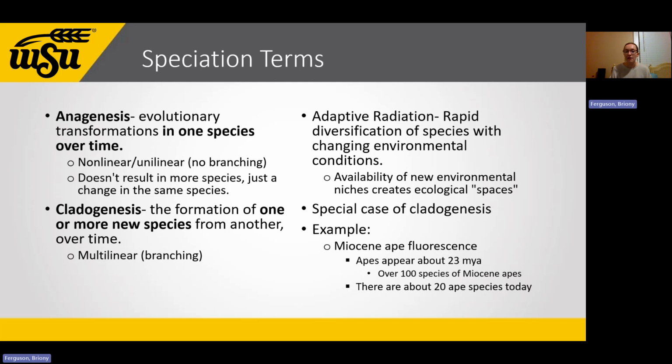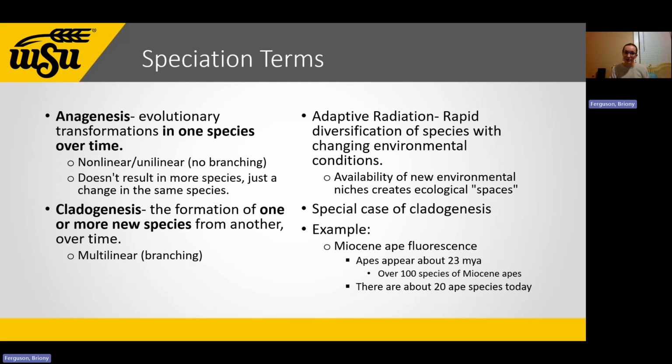Now within cladogenesis, you can have occasionally things like adaptive radiation occur, which is where you see a rapid diversification of species with changing environmental conditions. So essentially, there is an availability of new environmental niches that creates ecological spaces. And this could be due to a lack of natural predators, particularly great weather, that leads to a lot of population increase as they find new places to roam because that area is too overpopulated. They start to adapt to those areas. It could be a high prevalence of food. But these ideal kind of situations lead to big booms in speciation. And this is a special case of cladogenesis because we see a lot of branching.